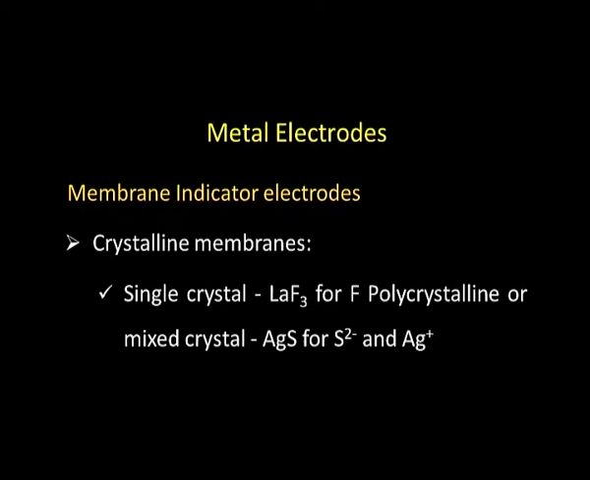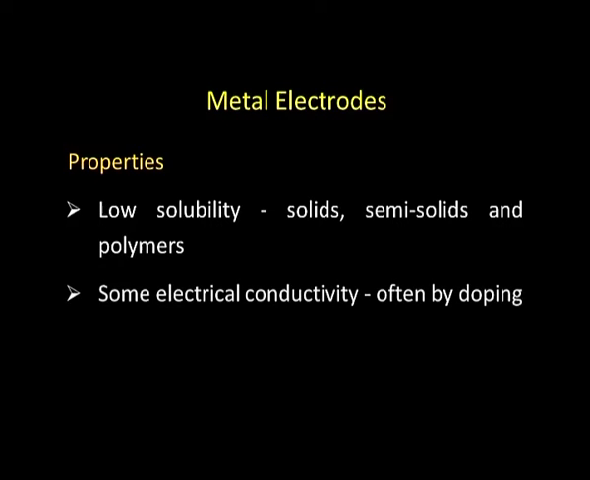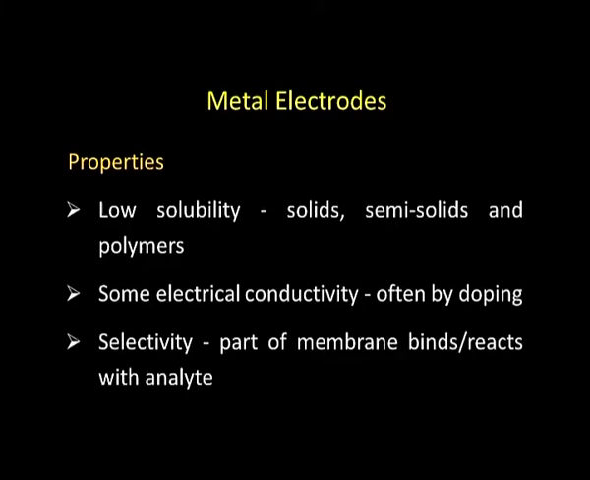silver ions. The properties of these electrodes are that they have low solubility, and are solids, semi-solids and polymers. Some electrical conductivity can often be achieved by doping. Regarding selectivity, part of the membrane binds or reacts with the analyte.